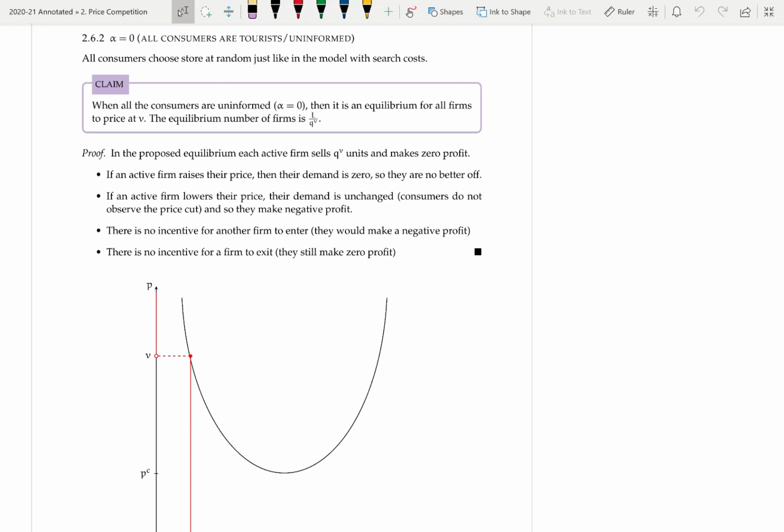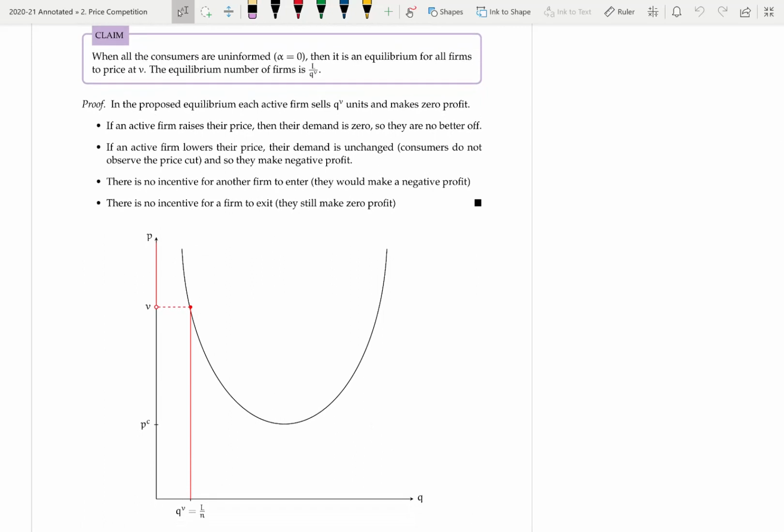So with alpha equals 0, all consumers are going to choose a store at random. The equilibrium in this model when consumers are uninformed is that all the firms are going to price at V, and the equilibrium number of firms is going to be L over Q(V). This just comes from the zero profit condition. The zero profit condition is that Q(V) is equal to L over N. That is, each of the N firms' share of the L consumers is equal to the quantity where average cost is equal to V.